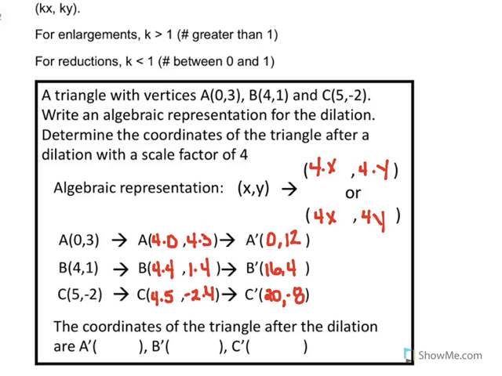And then I have a negative 2 times a positive 4, which gives me a negative 8. So the coordinates of the triangle after the dilation of scale factor 4 are A prime 0, 12, B prime, which is 16, 4, and C prime, which is 20, negative 8. Take a moment, pause the video, and work the box on the back by yourself. Then begin the video back up to see if you are working it the correct way.